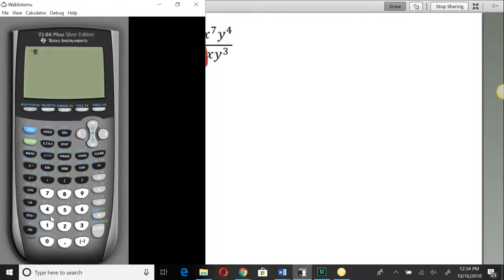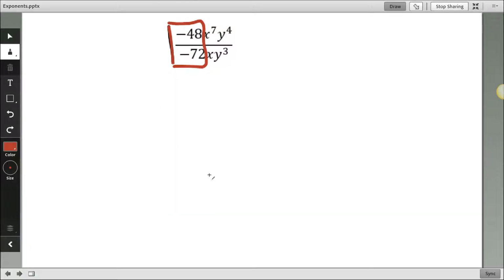So I've got negative 48 divided by negative 72. If I hit this math button, see this first option? That will simplify all of my fractions. And look at that, that becomes 2/3. So what did we divide by to get all that? Well, what's 48 divided by 2? It looks like 24 went into each. So I reduced everything by 24 to get 2/3. So the fraction will actually reduce to 2/3.